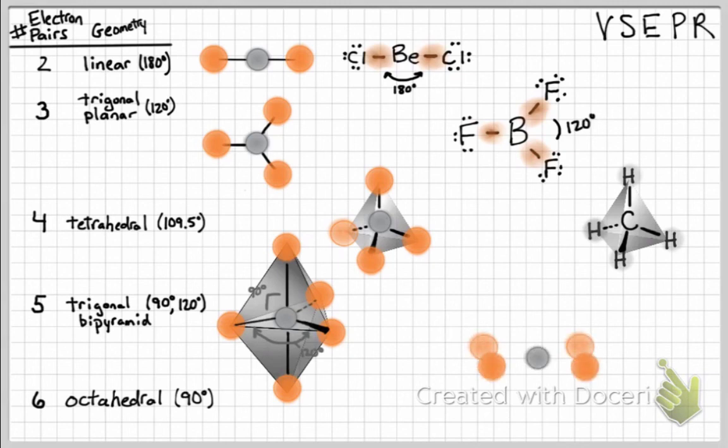To draw this, you start by drawing a square arrangement, two wedges coming out at you and two dashed lines going back to make a square base. And that square should look like it's coming in and out of the plane of your screen, like that. So wedges out, dashes going back. And then there's two electron pairs above and below forming vertices.